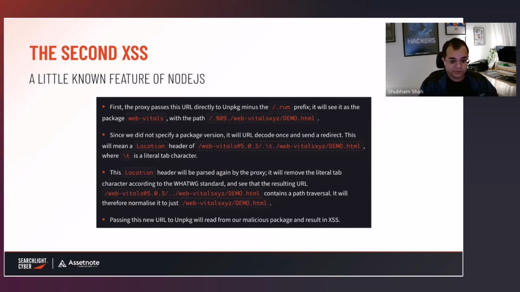It will remove the literal tab character because of what we saw in the Ada URL parsing library, resulting in a proper traversal going back to our actual malicious package. So it's quite interesting to see all this play out. There was a bit of a trick to ensure that we would get to this stage by basically not providing a version, and that meant that it would cause a redirect, cause the ADA URL parser library to process it, then cause the traversal, which would then ultimately lead to the persistent XSS the second time around.